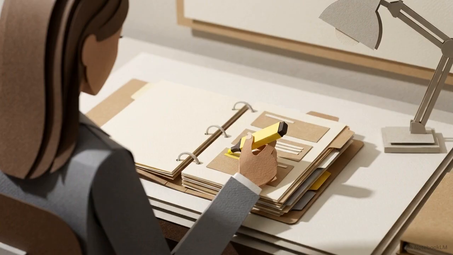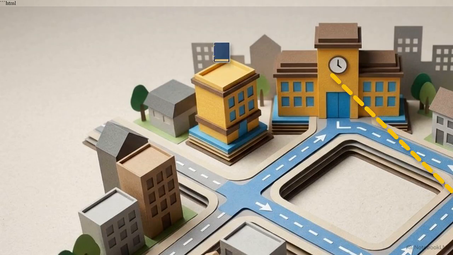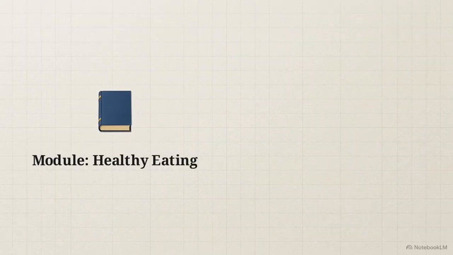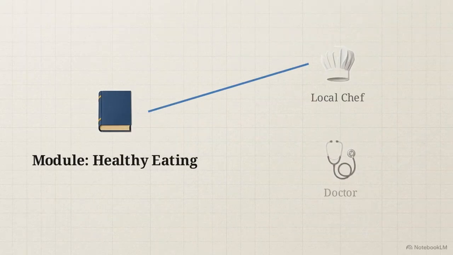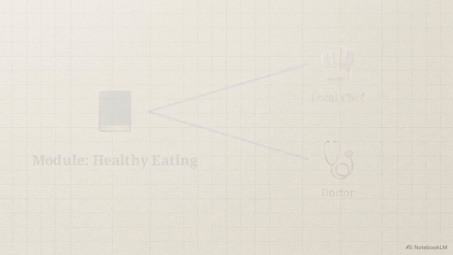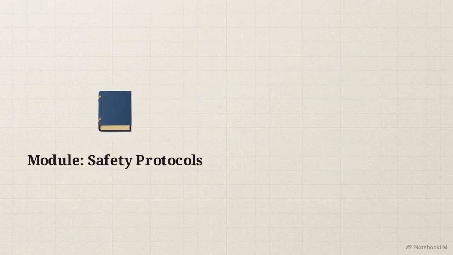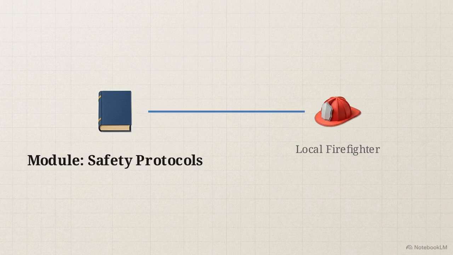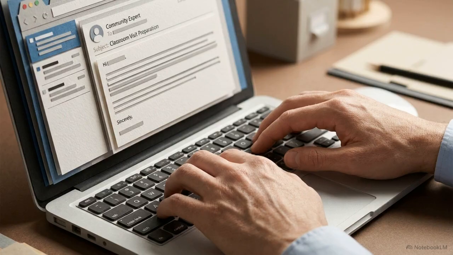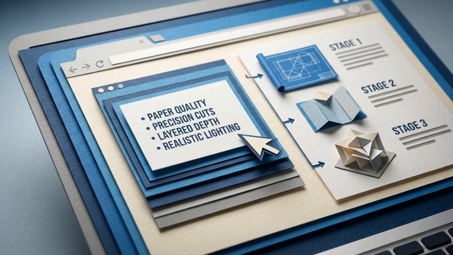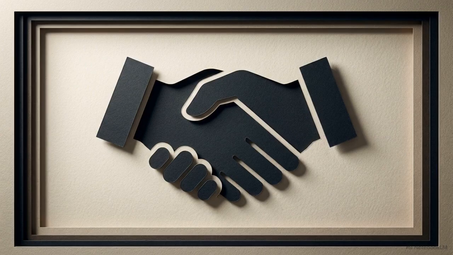Your first move is to take a specific topic from your existing curriculum and map it directly to a relevant local resource. For example, if you are teaching a module on healthy eating, you can connect that module directly to a local chef or a doctor. Or if you are covering safety protocols, you update the plan and bring in a local firefighter. Before they arrive, you must work with these experts to tailor their presentation so it matches the specific developmental stage of your students. This brings us to step 2, collaboration.